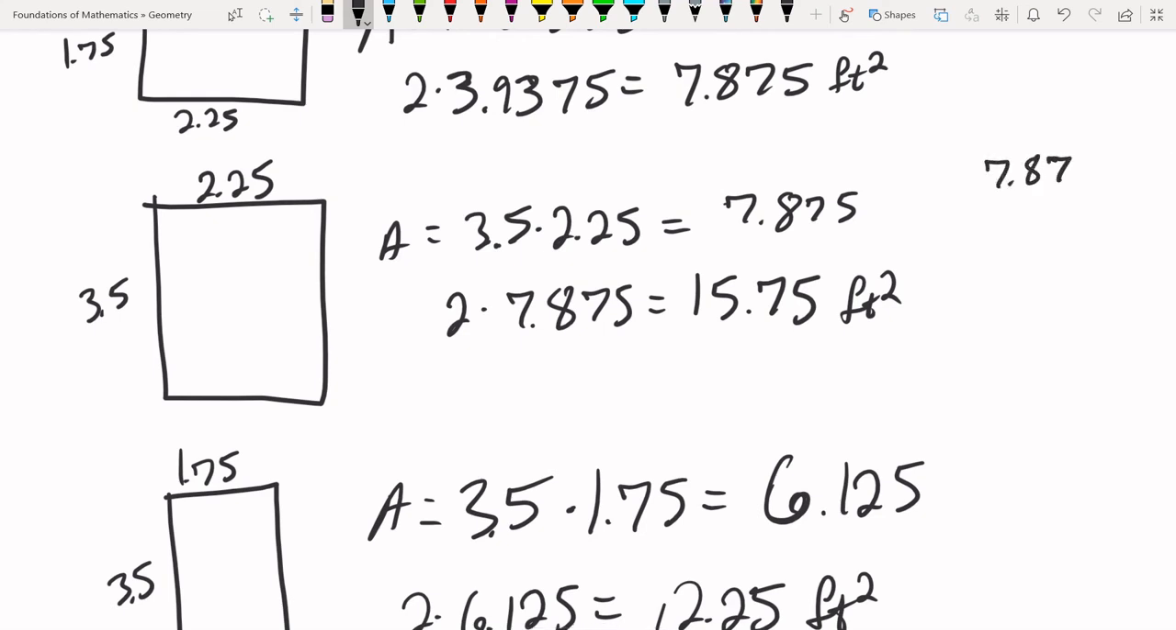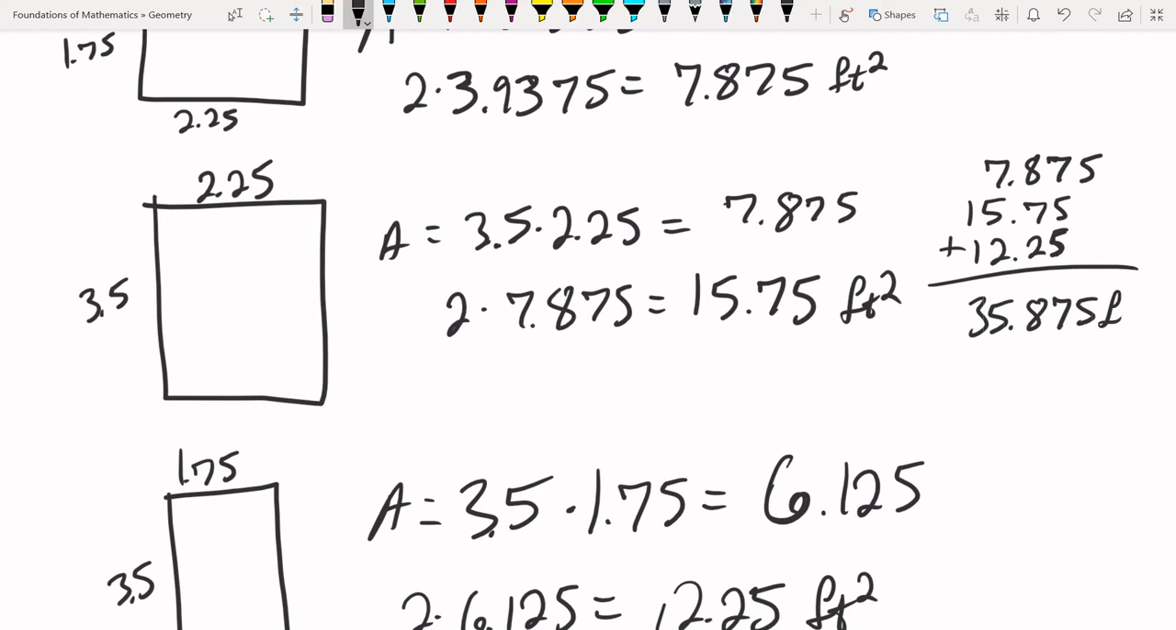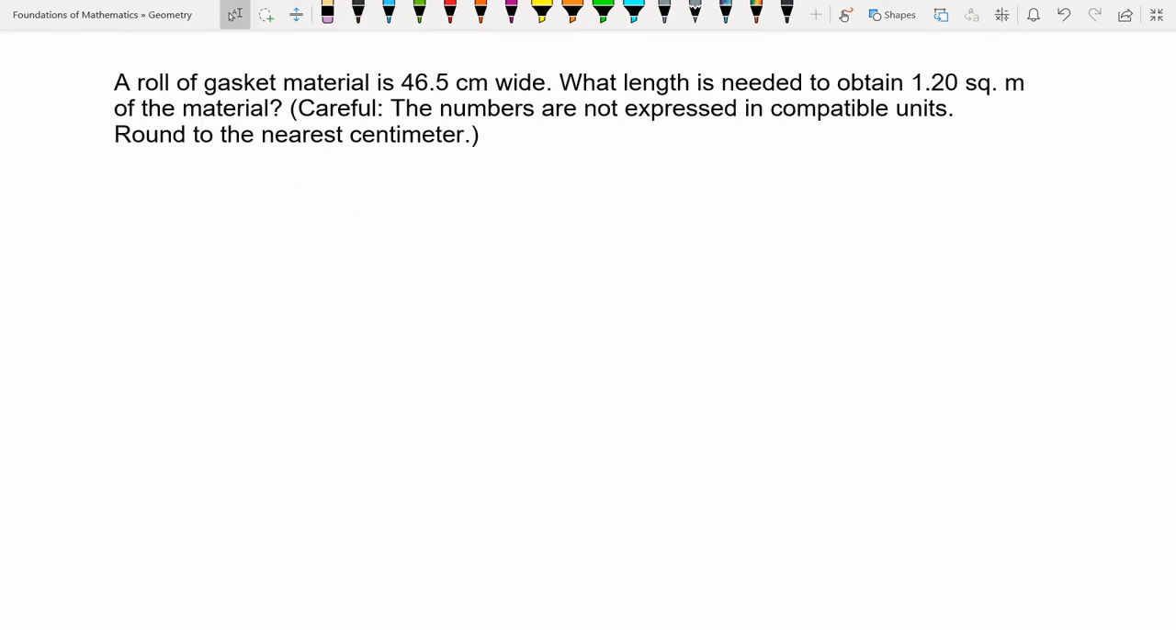7.875 plus 15.75 plus 12.25. If we add all those up, we get, let's see, 875 plus 5, 12.25. I'm getting 35.875 square feet of wood. Probably you say 36 square feet.